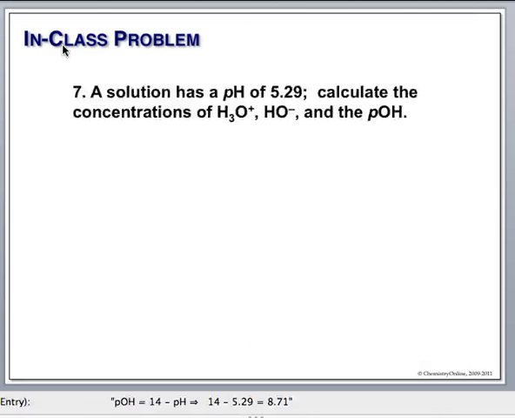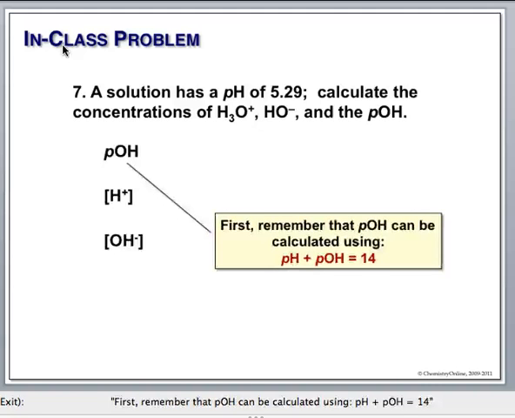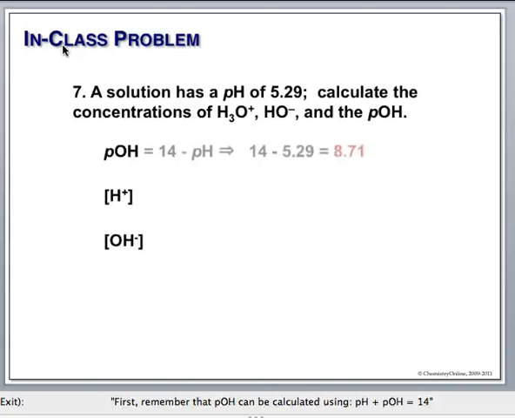All right, this should look a whole lot like the tutorial to you. This is a problem straight from the tutorial, put directly on the exam. Solution has a pH of 5.29. I want hydronium, hydroxide, and pOH. pOH is the easiest, isn't it? We just take 14, subtract our pH, and that gives us pOH. Our pOH is 8.71.